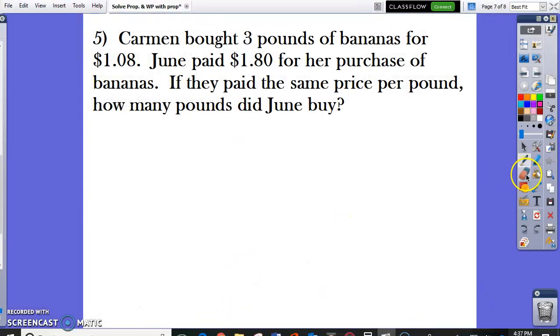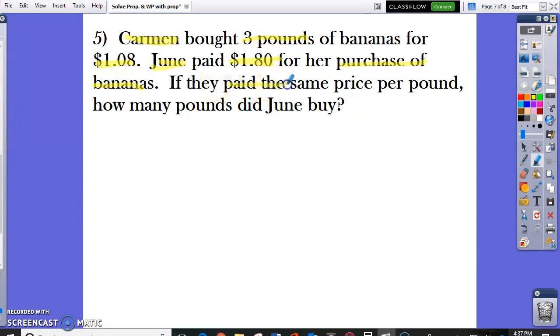Alright, so this one is a little different as well. Carmen bought 3 pounds of bananas for $1.08. That was Carmen. June paid $1.80 for her purchase of bananas. So we have pounds of bananas and the cost. Here we have the cost, but we don't know the pounds of bananas.